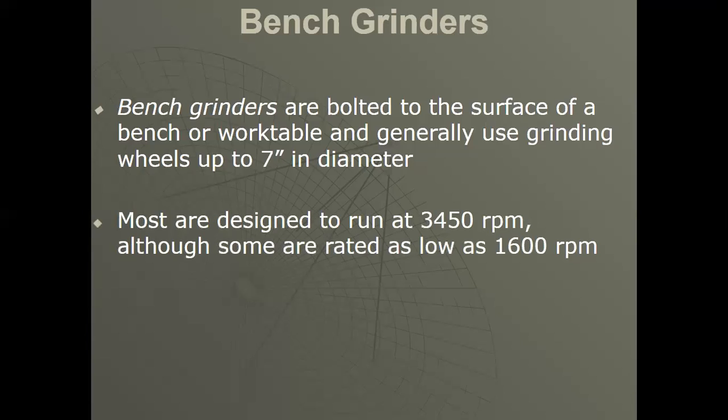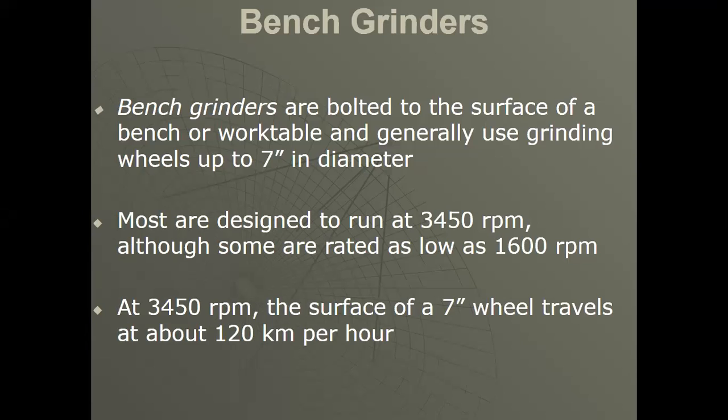So most are designed to run about 3,450 RPM. So a little over double what the 1,600 RPM pedestal grinders are doing. But some are rated as low as 1,600 RPM. At 3,450 RPM, the surface of a 7-inch wheel travels about 120 kilometers an hour. So that's moving pretty quick.